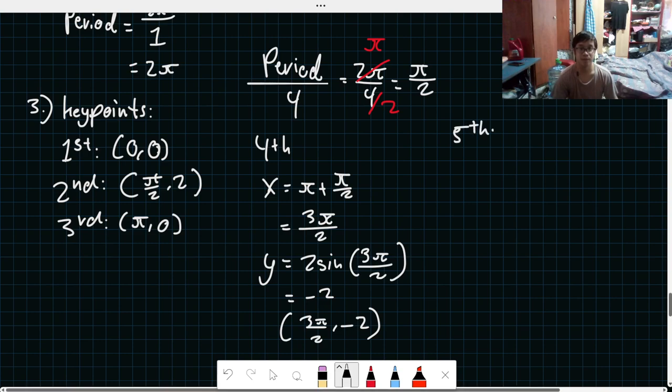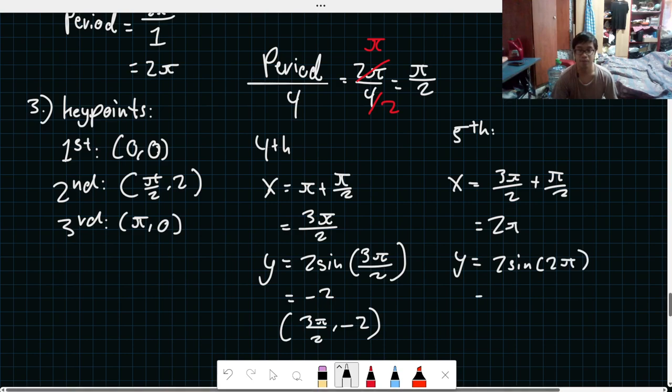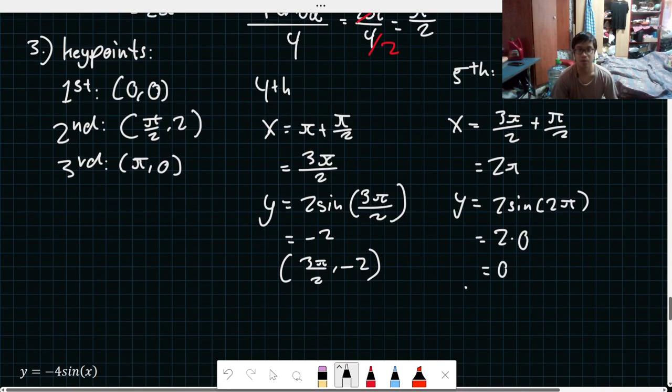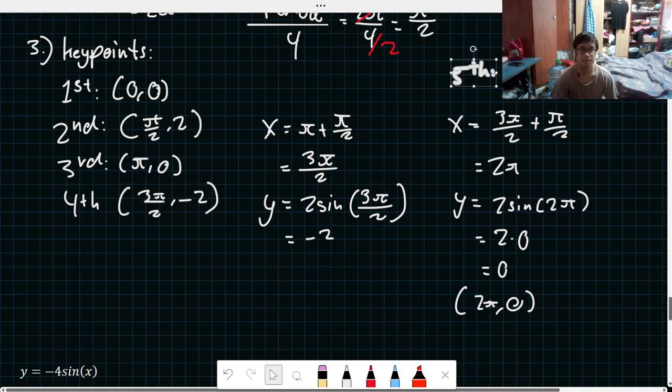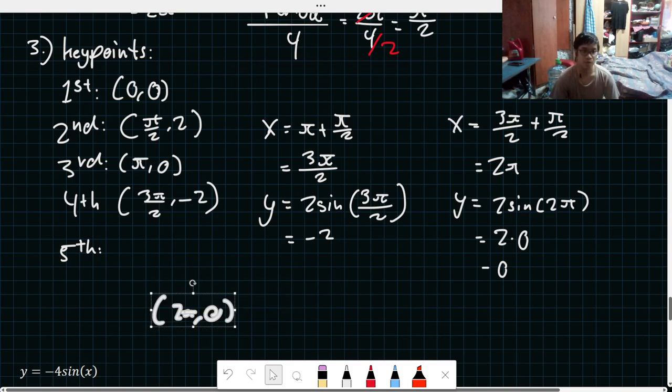And lastly, for your fifth key point, we'll do the same thing. Add pi all over 2 to 3 pi all over 2. Let me write it down. Then combining them both will give you 2 pi. Finding its y value, 2 times sine of 2 pi will give you 0, because sine of 2 pi is basically 0. So 2 times 0 is 0. So you have 2 pi and 0. That's it. So here you have already found your fourth and fifth key points. All right, let me just bring it down here and copy this. Okay, let me just erase this. All right, we're good to go.